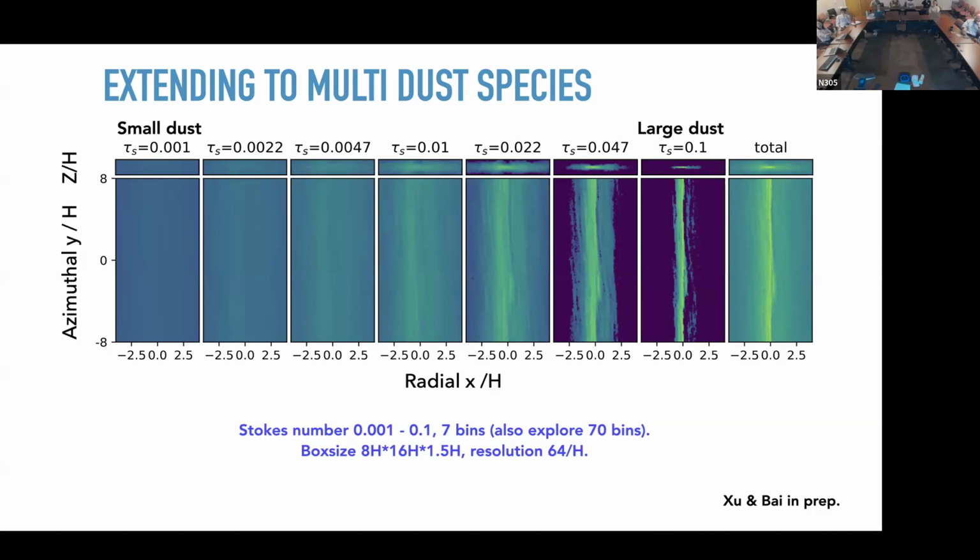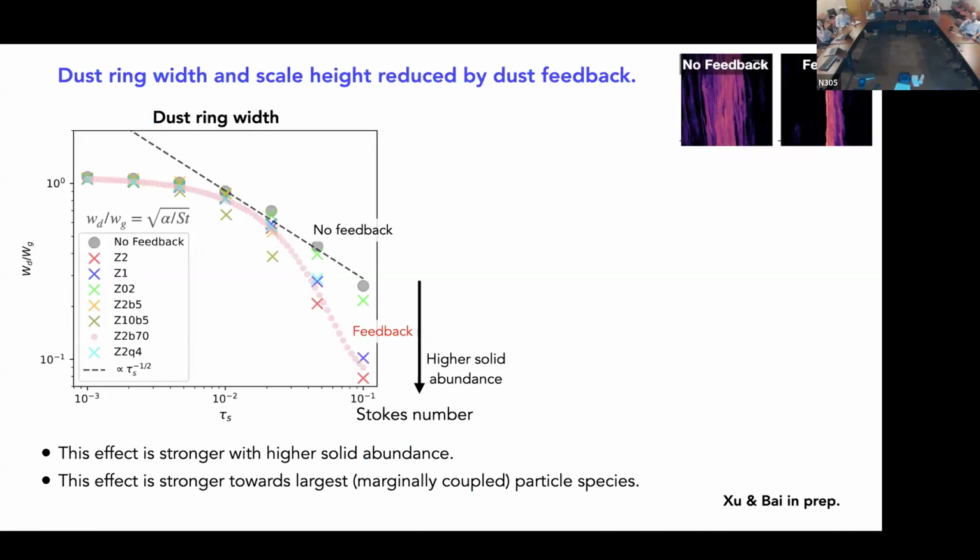Because we have multiple dust species, we can measure the ring width and plot it as a function of Stokes number. So here's how it looks. This is a little bit of a busy plot, but if you look at the gray data points first, those are the case without dust feedback. At least for the larger grains, those data fairly well match the theoretical expectation of alpha over Stokes. For the smaller ones, the dust ring width is the same as the gas bump width and cannot exceed it, so this part shouldn't really follow this slope.